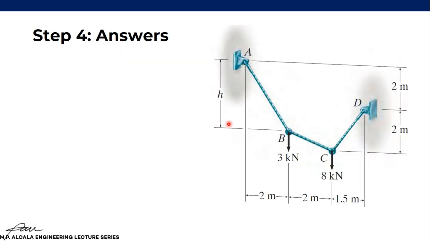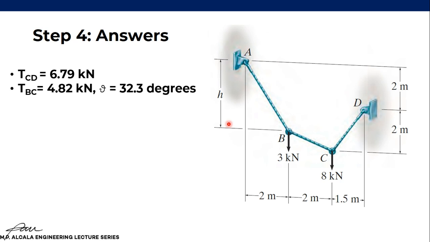We're ready now to prepare the answers, or to list down all the answers. So the tension at cable CD is 6.79, for tension BC, 4.82 with an angle of inclination of 32.3, and tension BA is 6.9 kilonewtons at an angle of inclination of 53.8 degrees. Now, are we done?